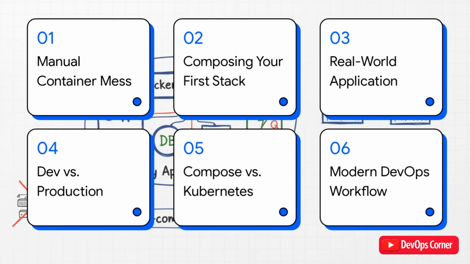All right, here's our game plan. We're going to start by feeling the pain of the old way of doing things, the manual way, so we really understand the problem Compose solves. Then we'll have that big aha moment when we build our first stack. After that, we'll get serious with a real-world application, and then we'll dive into the super important differences between dev and production. We'll also settle that classic debate, Compose versus Kubernetes. And we'll wrap it all up by showing you how this fits into a professional, modern DevOps workflow that you can literally start using today.